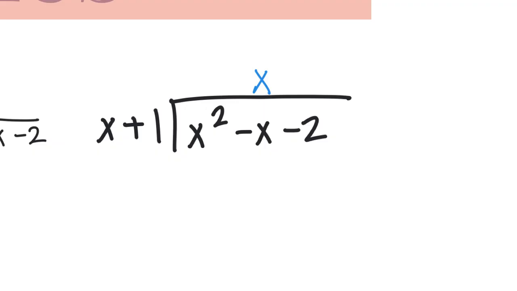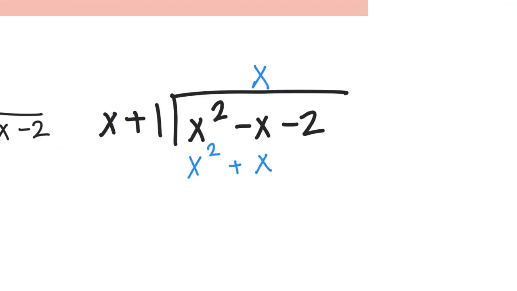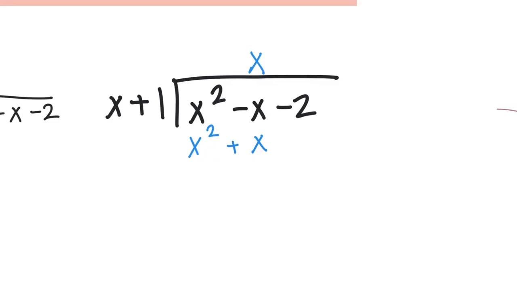So now we're going to go ahead and multiply. X times x is x squared, and x times 1 is plus x. Remember, next step is I have to subtract, but pay attention to this. If I'm subtracting, remember I'm subtracting everything. What's going to happen to my signs? They're going to change. So this is now going to be a negative x squared, and now I'm subtracting x.